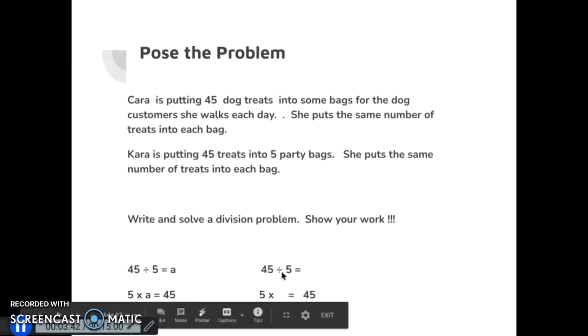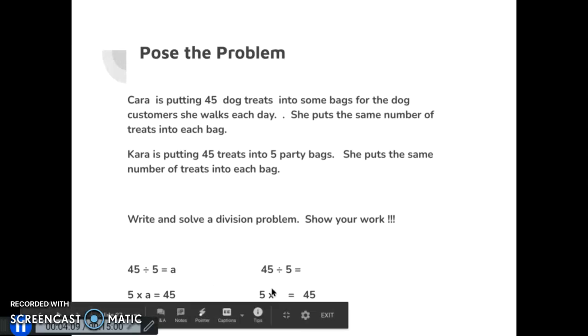Again, my division sentence would be 45 divided by 5. I can write a corresponding multiplication sentence to match. Whatever I'm multiplying has to equal what the total is here. Because remember, in multiplication, we're looking for the total. So I'm looking for 45. And in my mind, I've got to think about what times 5 gives me 45.